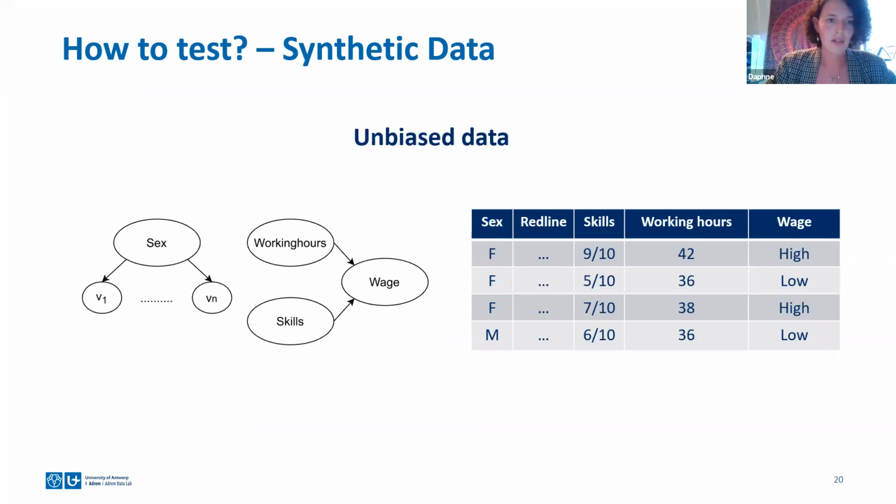So we started with a causal Bayesian network. Again, this time we want to predict the wage of people, and we have information about their working hours, their skills, and their sex.